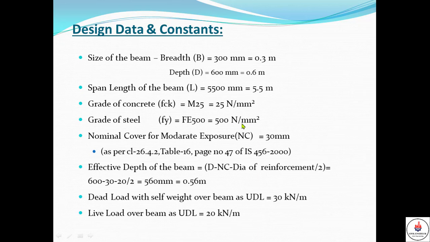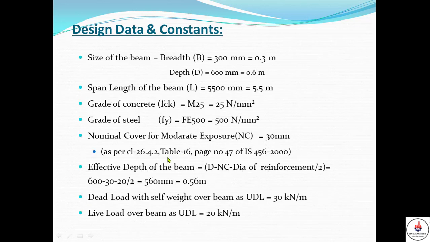After that we have to calculate the nominal cover to the steel in the beam, which we are taking as 30 millimeter for the moderate exposure, and we are getting this value from IS 456 clause number 26.4.2 table 16. You can go to the IS 456 code and check out this clause. You can find this value of nominal cover for the moderate exposure.